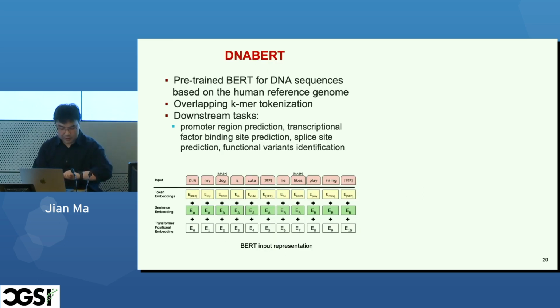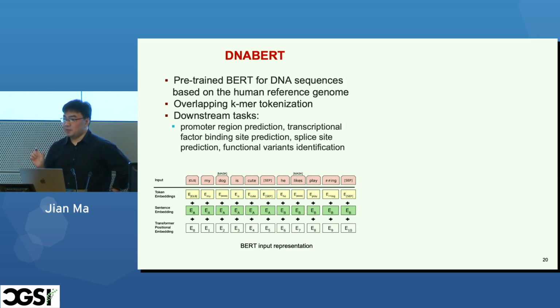So what is DNA BERT? DNA BERT exactly uses this BERT architecture, pre-trained for DNA sequence based on the human reference genome. In all the models that I go through today, in my personal view, the most important task in this modeling endeavor is the tokenization. Tokenization means how you represent a word in our genomics context.